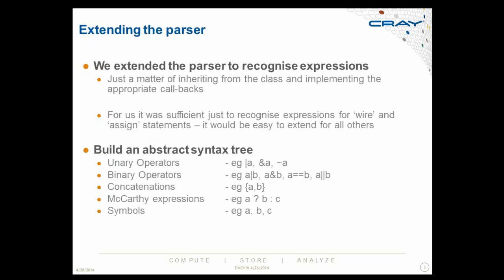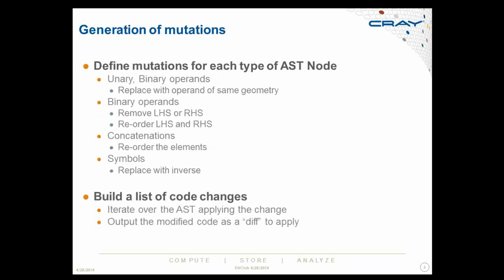So what did we do? We extended the parser to recognize expressions in our Verilog. In our style of Verilog, expressions relating to wires and signals were suitable. We would then build an abstract syntax tree out of it. For each of the nodes in the tree, we'd look at various different operators: unary operators, binary operators, concatenations and symbols, and then we would generate mutations for each of these nodes in the tree. With unary and binary operators, you can replace the operators with ones of the same geometry, so replace a plus with a minus, that kind of thing. With binary operands, you can move the left-hand side and right-hand side, reorder them. With concatenations, reorder the elements, and with symbols, you could just invert.